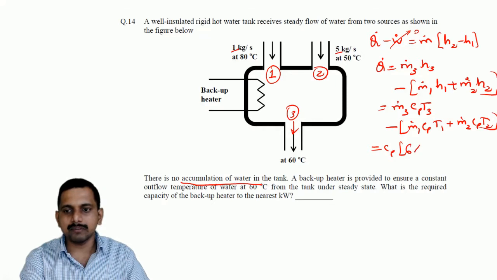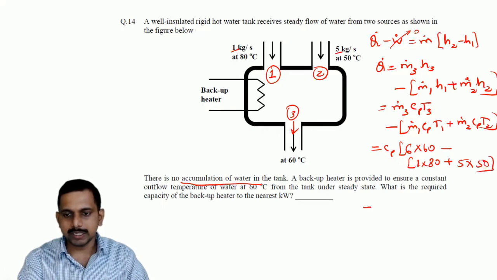Into T3, I will say 60 degrees centigrade. No need of putting it into Kelvin or anything because we are worried about the difference. Then minus M1 Cp T1. Cp we have taken outside. So that will come out to be minus 1 into 80, minus 5 into 50.